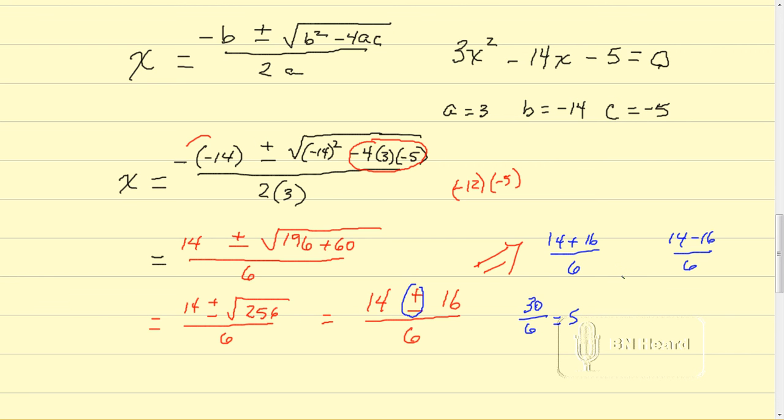Over here I have 14 minus 16, which is negative 2. Negative 2 over 6. If I simplify that, that is negative 1/3, because 2 goes into 2 one time and 2 goes into 6 3 times. So my answers are 5 and negative 1/3. Now you can check both of those by inserting 5 back in for x and verifying that it equals 0, or putting negative 1/3 in for x and trying that, and they will both work.